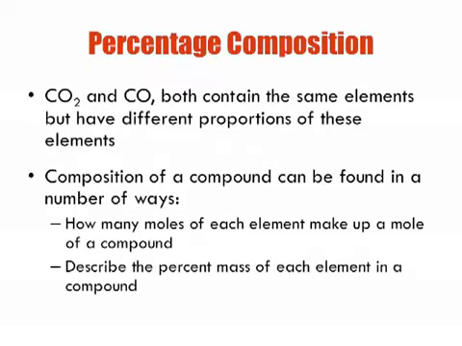So, percentage composition. CO2 and CO both contain the same elements but have different proportions of these elements. So once you find the percentage composition of carbon in one type of molecule, it doesn't mean it's going to have the same percentage in all of them. They'll always vary. The composition of a compound can be found in a number of ways: how many moles of each element make up a mole of a compound, and the percent mass of each element in a compound. It'll all make a little more sense when we go through some of the calculations. So, just a little bit of the theory aspect.